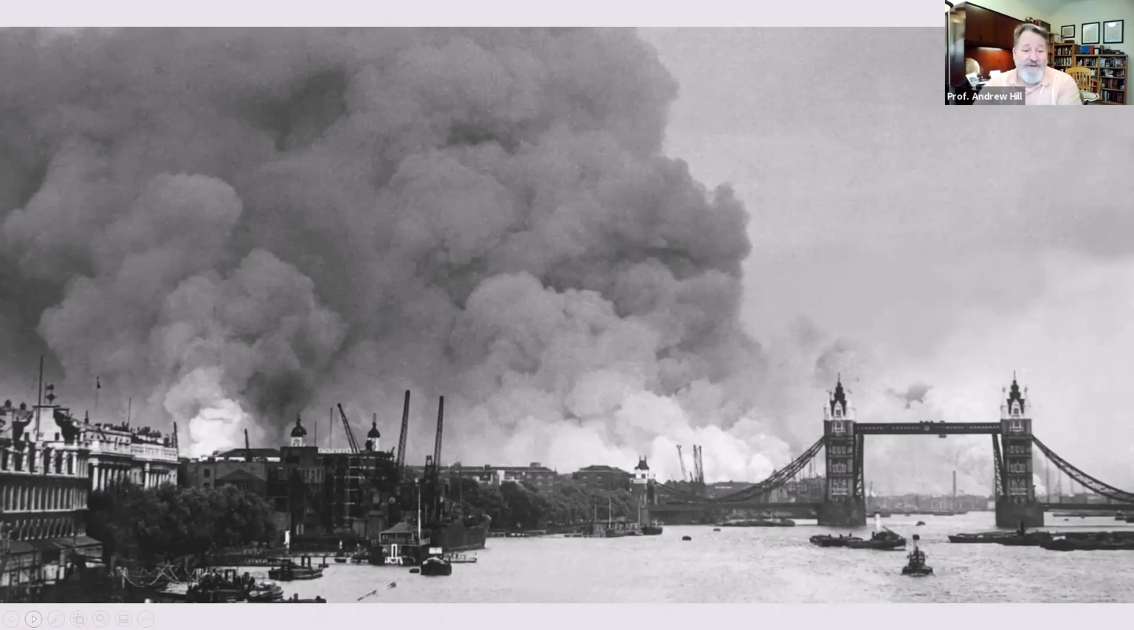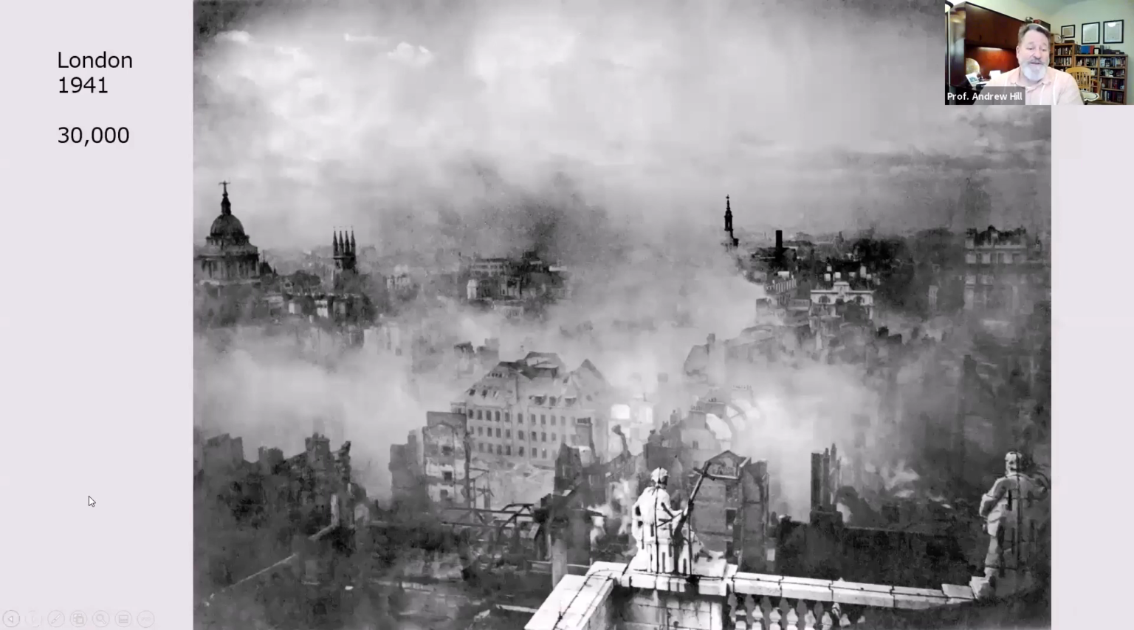Now, I have to tell you, these were not small numbers of people. In London, here's another picture of the aftermath of these fire bombs. They would fly at night and bomb cities. 30,000 people died just in London. And again, these are civilians.